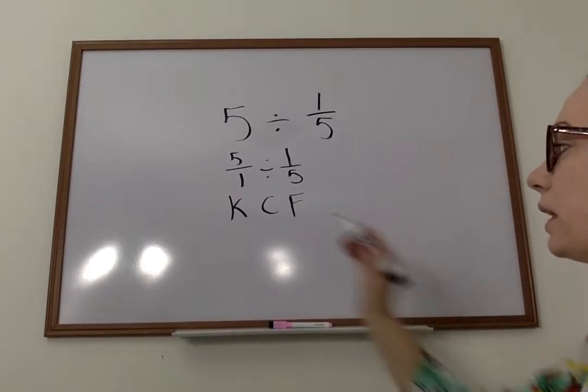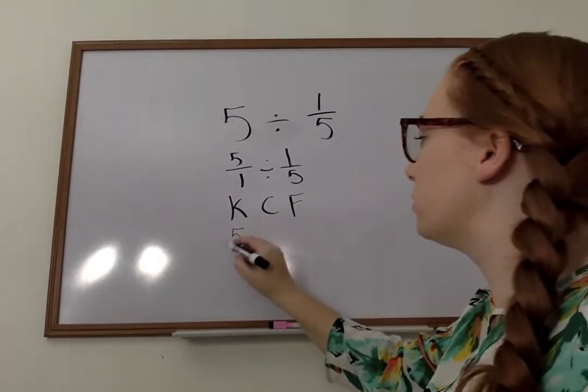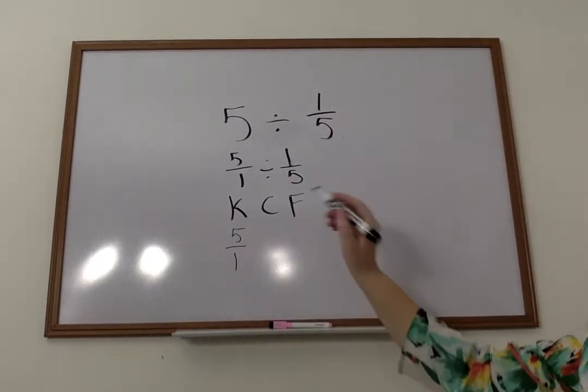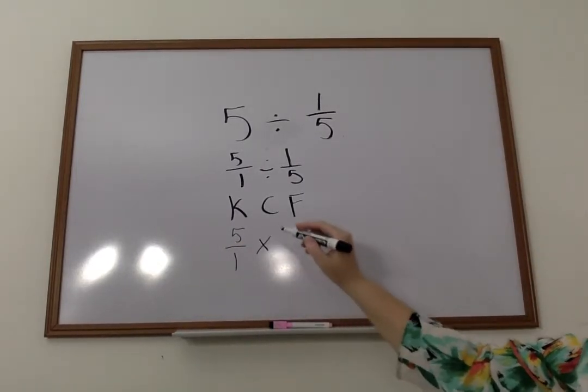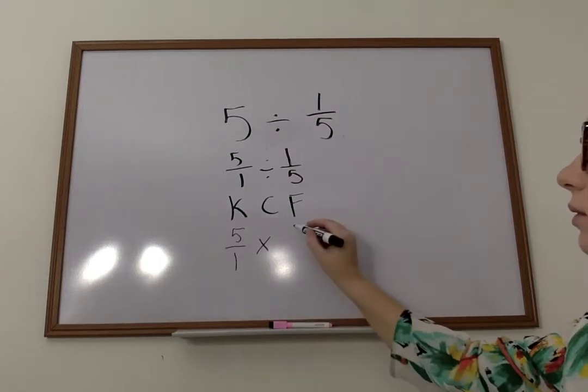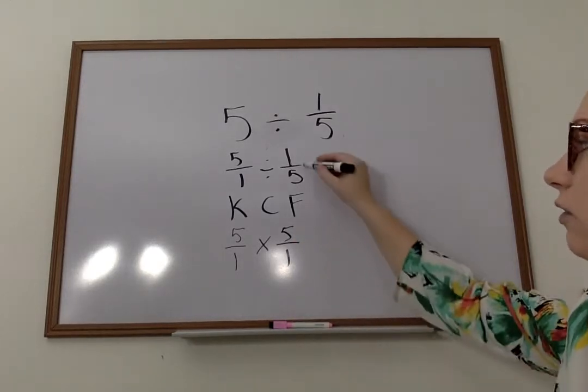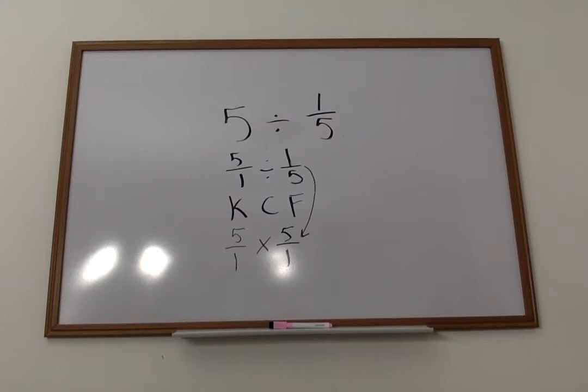First thing you're going to do is keep the first fraction. Second thing you're going to do is change the sign. Then you're going to flip the last one. You see how I flipped this upside down? Now I'm ready to multiply my fractions like normal, like I learned in the last chapter.